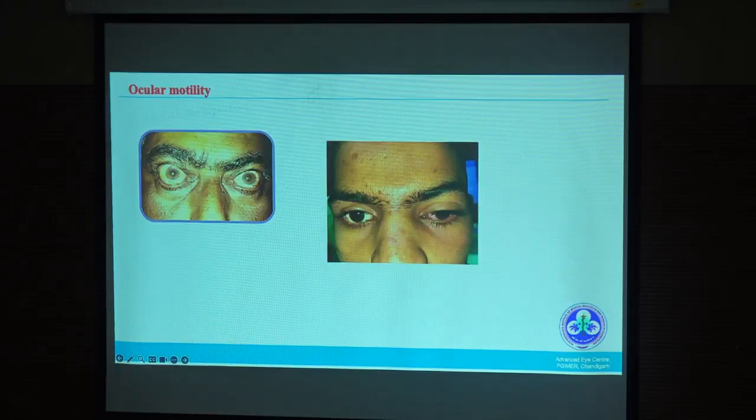So, ocular motility. In the first picture, all the movements are restricted. In the lower picture, there is restriction of the superior movement of the left eye. The eye is moving downward only. That means some pathology in the muscles. Muscle pathology can lead to a differential IOP. The patient will try to keep the primary position because of some tightness in the lower part.